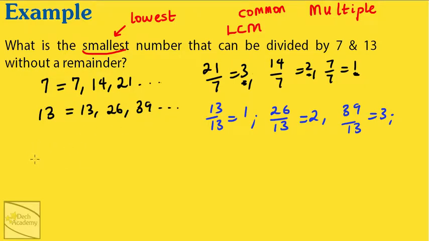7 and 13 are prime numbers. And as you know, if you're looking for the LCM of prime numbers, all you have to do is multiply the prime numbers by themselves. So the LCM of 7 and 13 is 7 times 13, which is 91. So this question is very easy and can be solved quickly.